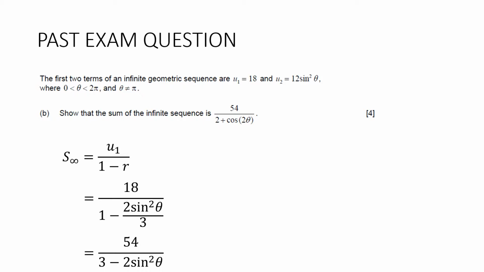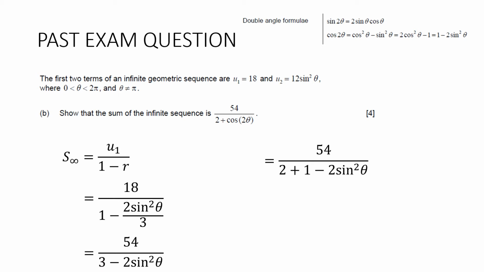You might need to do an extra step. This 3 has come up the top here. 18 times 3 is 54. We're nearly there. Right, the last thing to do to go from here to here is to look up our double angle formulas. We've got cos 2 theta. We want the sine squared theta version, which is here. So we want 1 minus 2 sine squared theta. I'm just going to change that 3 into 2 plus 1. Can you see my 1 minus 2 sine squared theta now? That's cos 2 theta. And so there's our answer.